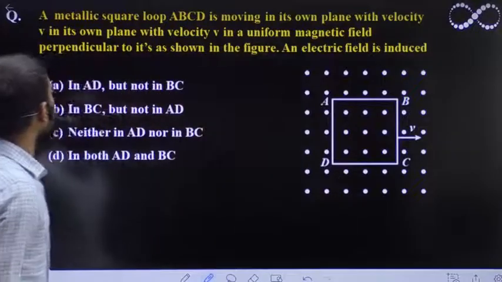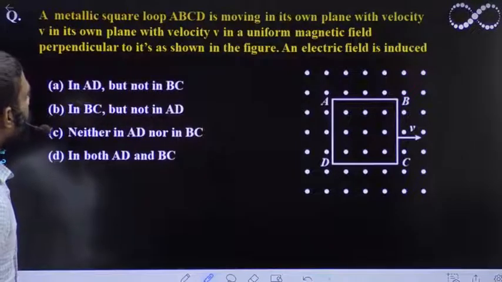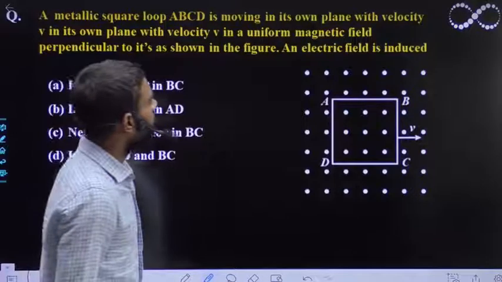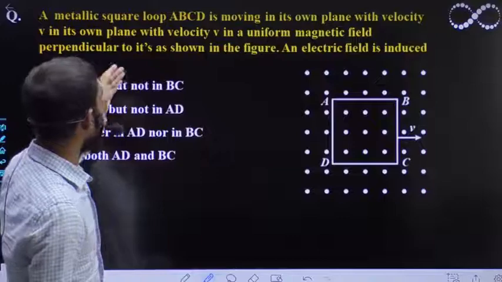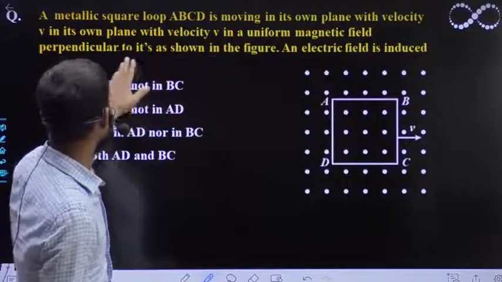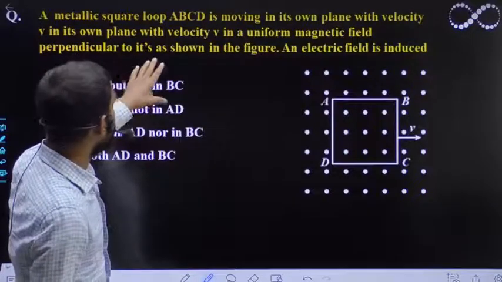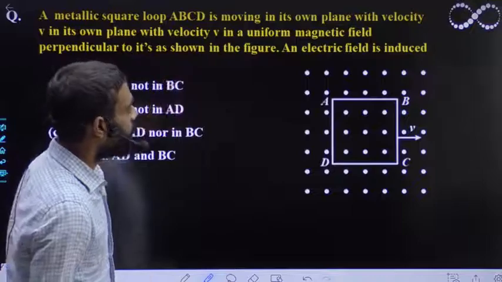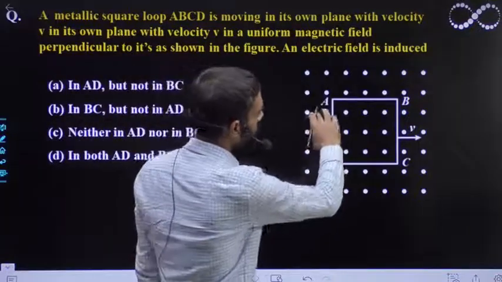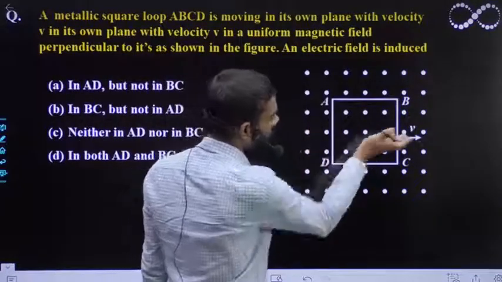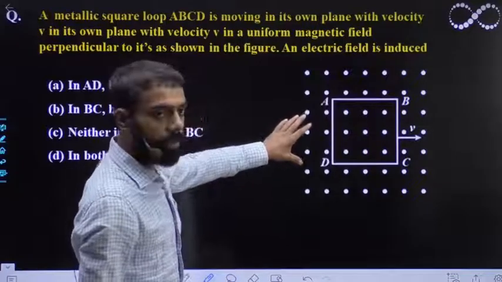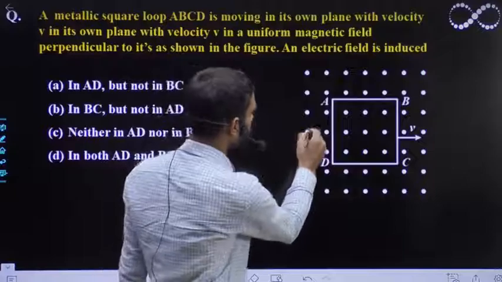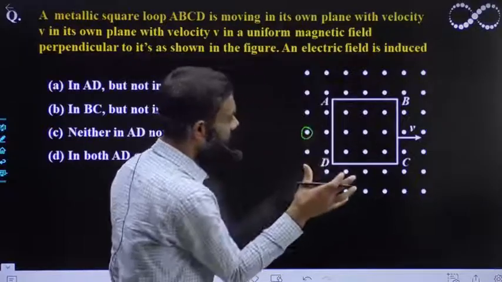देखिए राइट, इस क्वेश्चन में क्या है, a metallic square loop ABCD is moving in its own plane with velocity v in uniform magnetic field perpendicular to as shown in figure. इलेक्ट्रिक फील्ड इंड्यूस. देखिए राइट, इसमें क्या है, स्क्वायर लूप है विथ v वेलोसिटी से राइटवर्ड डायरेक्शन में जा रहा है एंड द मैग्नेटिक फील्ड इज परपेंडिकुलर टू द प्लेन ऑफ पेपर. सो इट इज, सिंस इट इज लाइक दिस, so it is out of the plane.